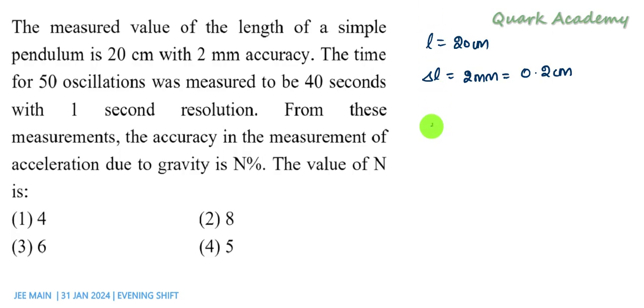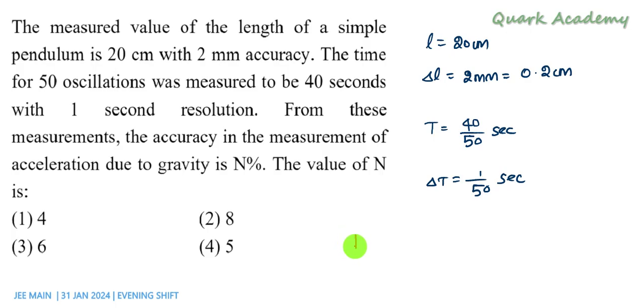And time period of 50 oscillation is given. So which means time period for one oscillation will be 40 by 50 seconds. Similarly, the accuracy is going to be 1 by 50 seconds. We need to find the accuracy of finding acceleration due to gravity.